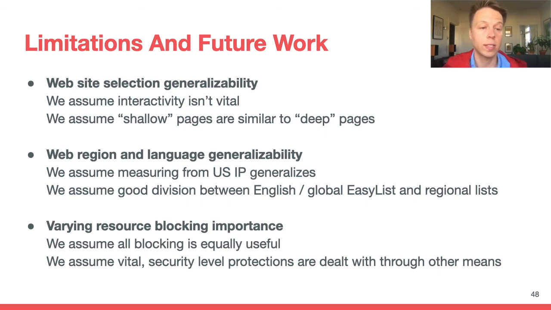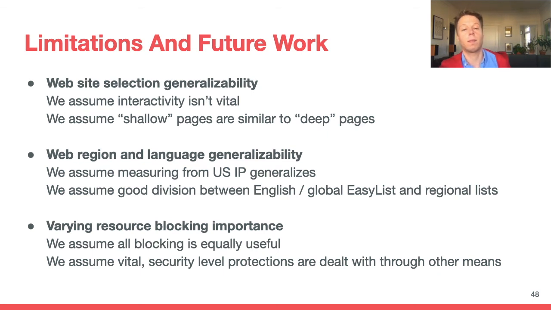Second, we assume that our crawl location and the sites that we chose to crawl are similar to the domains or the origins that people visit. So we assume that measuring from a US IP will be similar to the types of experiences you get if you measure from other IPs. And maybe more significantly, we assume that applying the English version of EasyList to the English Alexa sites will give a good generalization for how EasyList works in general. And this may or may not be true.